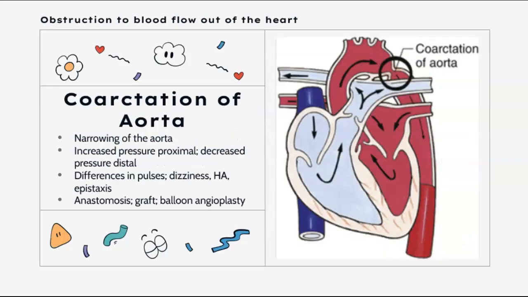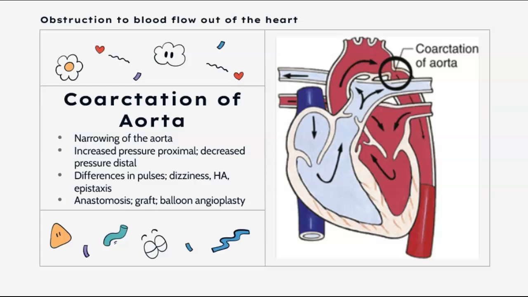Coarctation of the aorta is a type of obstruction to blood flow out of the heart defect. This is when there is a narrowing of the aorta near the insertion of the ductus arteriosus. It results in increased pressure proximal to the obstruction in the head and upper extremities, and decreased pressure distal to the obstruction, like the body and lower extremities.